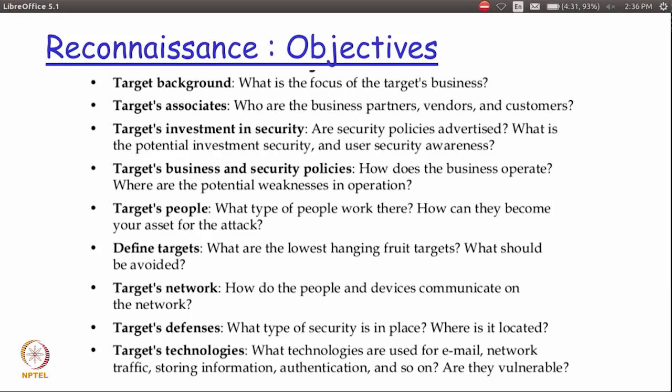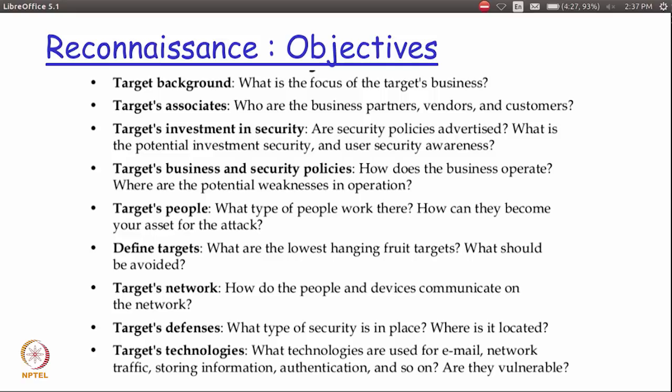So, in terms of the objectives, what exactly could be the objectives of the reconnaissance mission? First is to try to understand the background of the target, what exactly is the business that the target is in right now, because knowing the business will give us more details in terms of what and how we could potentially attack the identified targets. Then, who are the target's associates in terms of vendors, in terms of customers and so on, because there could be a very valuable amount of information that the tester could get from this detail, right.